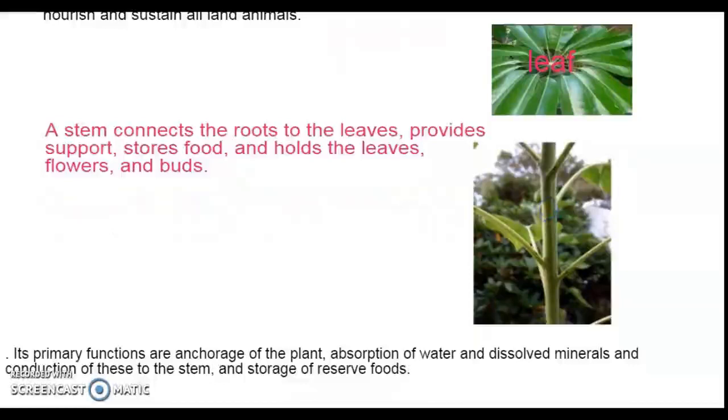The next is the stem. So what does the stem do? The stem is the part that connects the leaf to the roots. So it is the connecting part. It takes nutrients from the root and gives them to the leaf. And it also helps in holding the leaf, buds and flowers. So what is the stem? It's the connecting part which passes the nutrients from root to leaf.